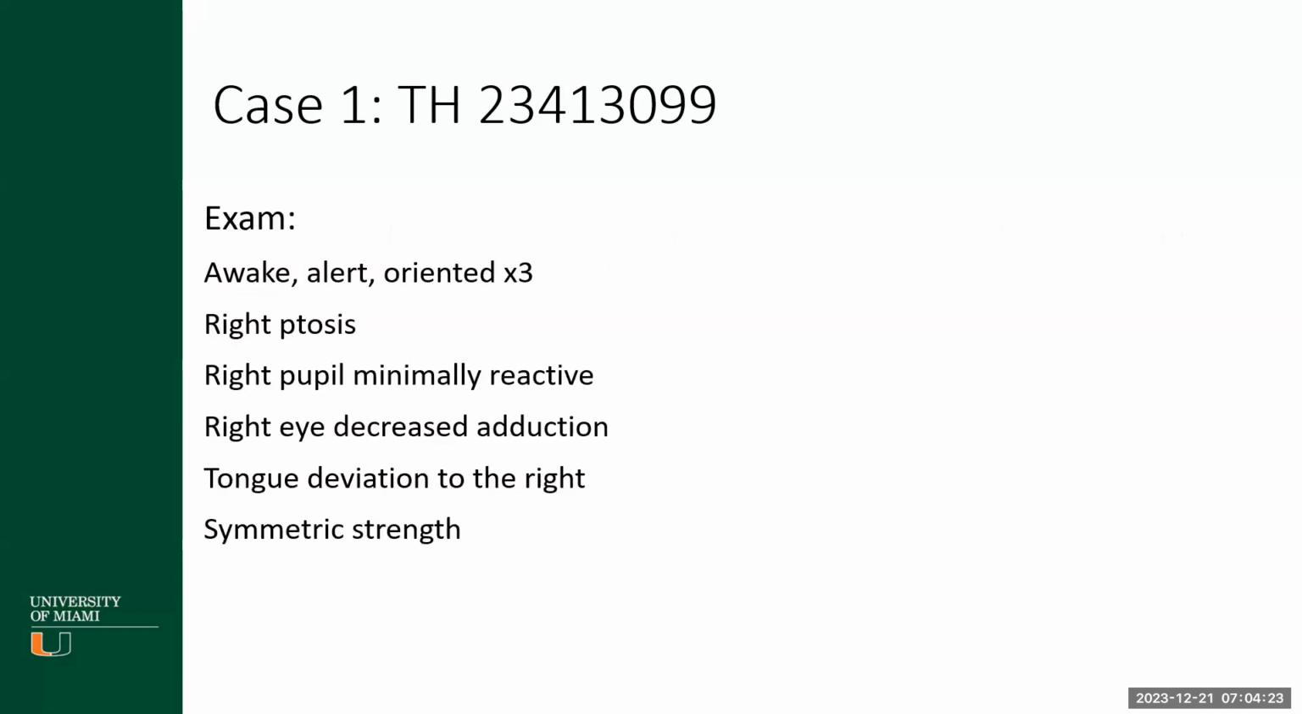So the exam, you can see he's awake, alert, oriented. He has that right ptosis. Right pupil is minimally reactive. Right eye decreased adduction, so he has some ophthalmoplegia. He has a tongue deviation to the right, lower cranial neuropathy, and he has symmetric strength. So he has some cranial neuropathies and headache and a history of tumor in the past that we know was radiated, was at least partially resected, but we don't have the pathology.